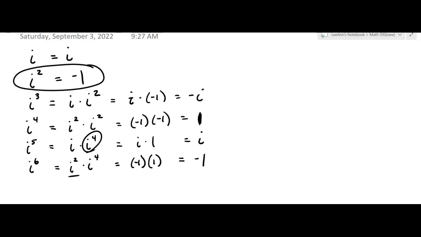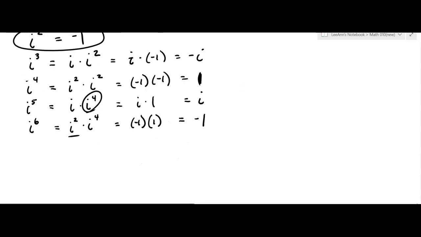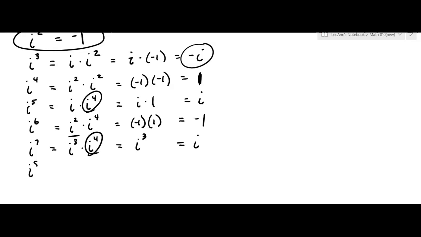Okay. i to the 7th. Well, that's i cubed times i to the 4th. But i to the 4th, that's just 1. So what is i cubed? We have that on our chart right here. It's -i. What about i to the 8th? Well, that's i to the 4th times i to the 4th, which is 1 times 1, which is 1.